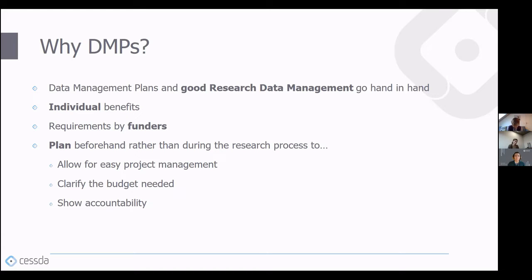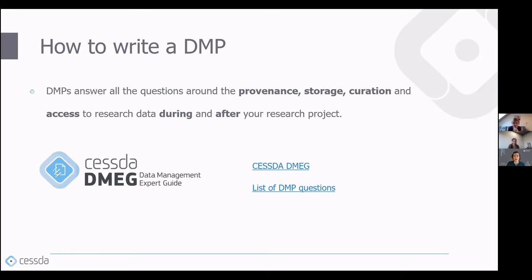And that is obviously especially important in the social sciences as well, because the likelihood that you work with personal and or sensitive data, which adds a layer of complexity to data processing, is there. So that was a very brief tour de force through what data management plans are and why we need them. And then the third option is obviously how to write a data management plan.